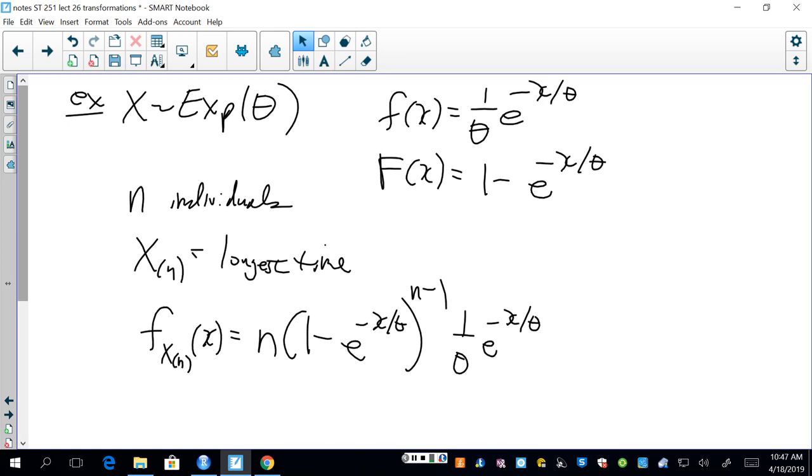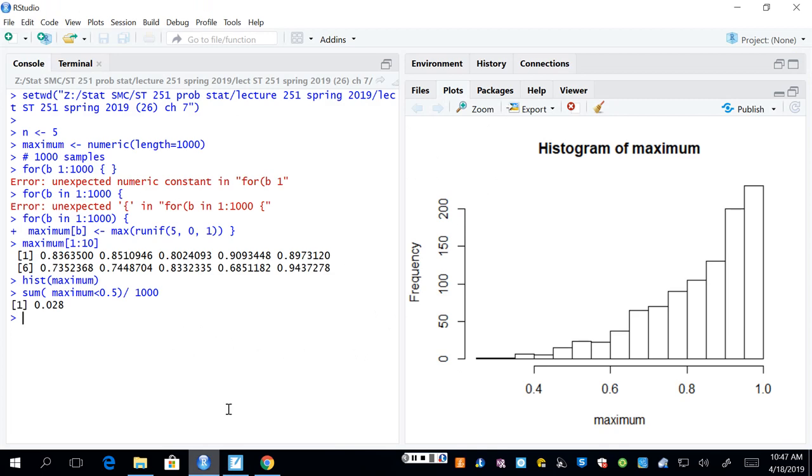So if we change our simulation over here, I'm just going to replace that maximum. I'm going to do the same 1,000 times. Let's get the maximum value, but now instead of taking uniforms, let's take random exponentials. Let's take 5 exponentials. We have 5 people. How long is it going to take the longest one?